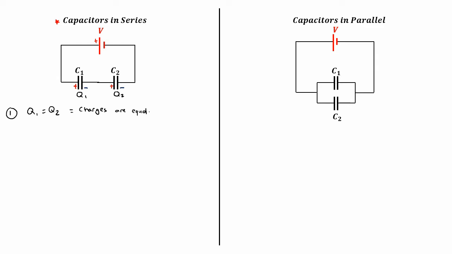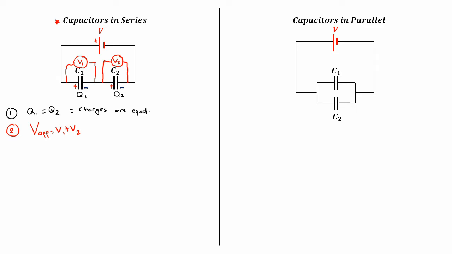And at this point, we can also invoke the voltage concept. The applied voltage is V, which gets spread out between capacitor 1 and capacitor 2. Meaning the voltage for capacitor 1 plus the voltage for capacitor 2 is equal to the applied voltage. So point number 2 is that the applied voltage equals V1 plus V2.